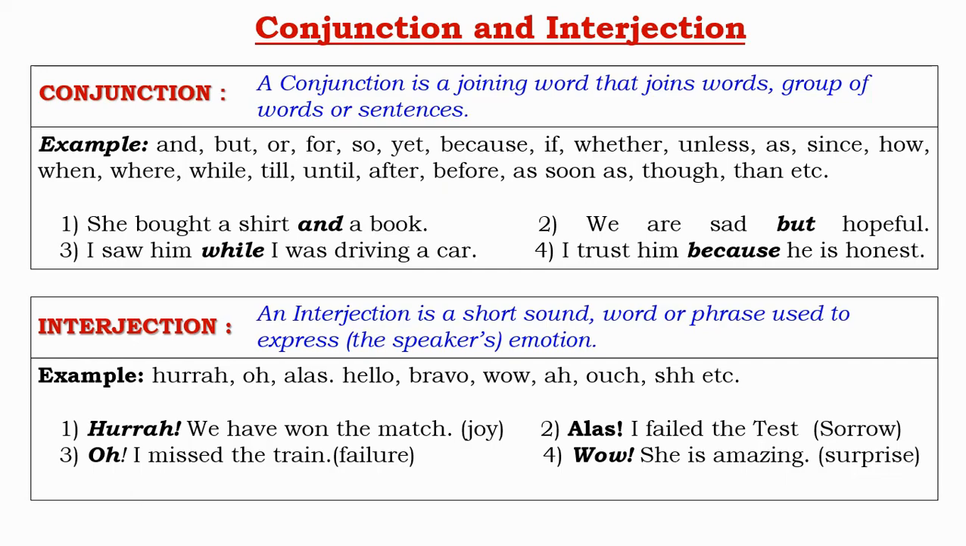Applying these interjection words in sentences, for example: Hurrah, I have won the match. It's joy. Alas, I failed the test. It's a sorrow. Oh, I missed the train. It's a failure. Wow, she is amazing. Surprise. So you can see that the interjection words like hurrah for joy, alas for sorrow, oh for some failure, and wow for surprise are used to express emotion, that is, the speaker's emotion.